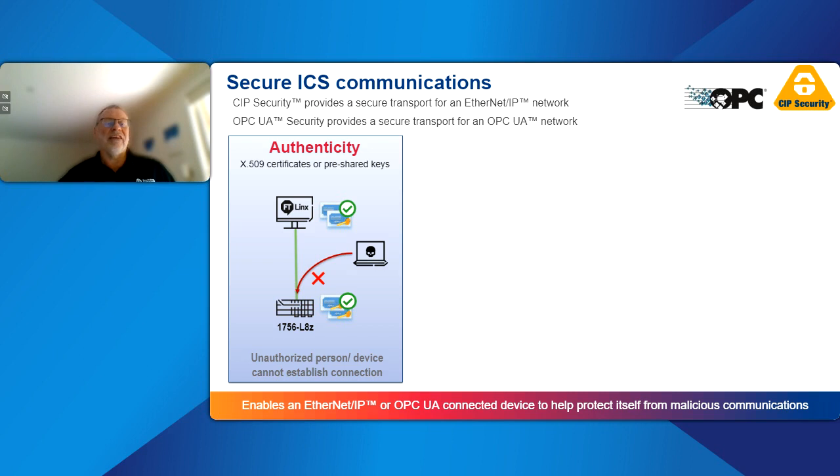Okay, so authenticity is about knowing who I'm talking to, and that they're a trustworthy device. Okay, they're a trusted device.